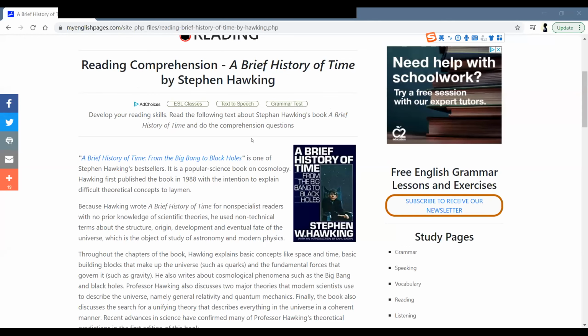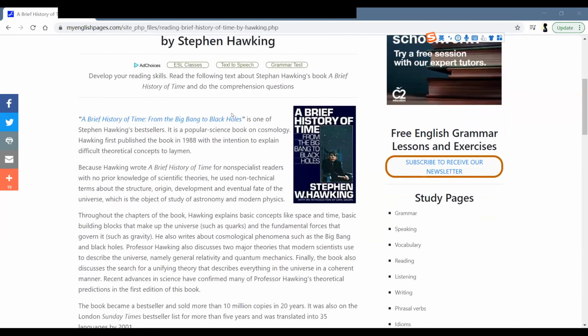Okay. Finally, can someone go through this article? Can someone first read this article of one?